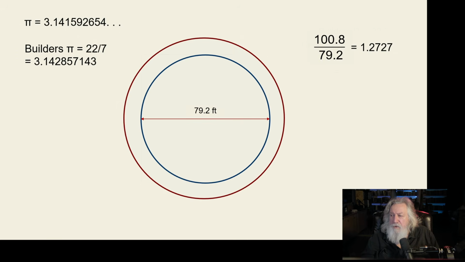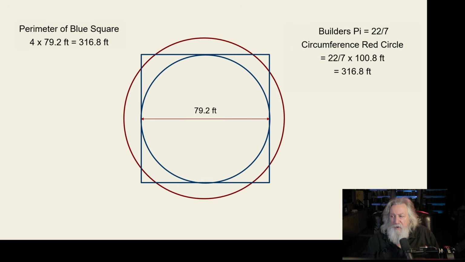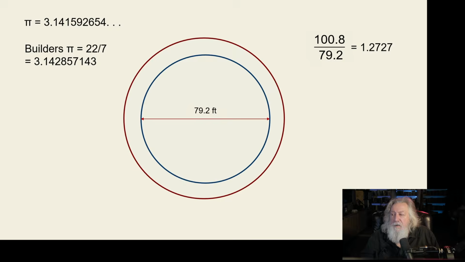And let's go here first. Now we have the center line of the bluestone circle, right here at 79.2 feet. So up here in the right-hand corner, what I've done is take the ratio of the two circles, the red ring and the blue ring. 100.8 feet divided by 79.2 feet gives us the ratio, 1.2727.